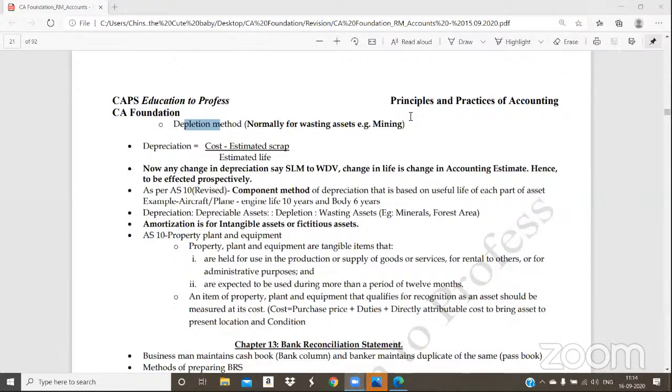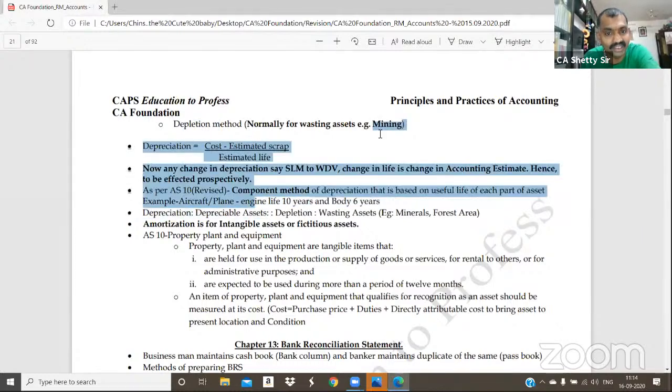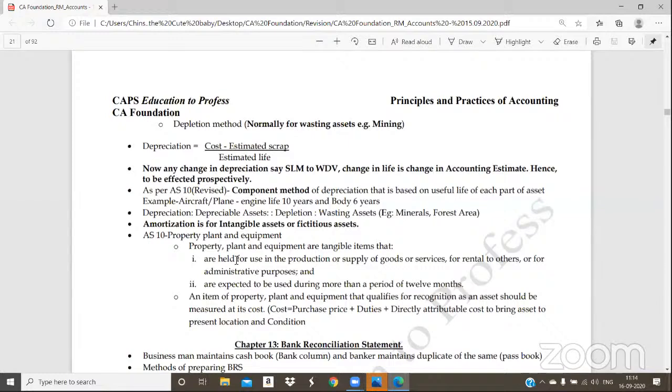Next, we also have the component method of depreciation. What is the component method? Aircraft is the best example. Earlier, aircraft 100 lakh divided by 10 years. Today they say the aircraft engine life is 10 years, so depreciation over 10 years. The body is for 6 years, so depreciation over 6 years. Understood? Yes, sir.